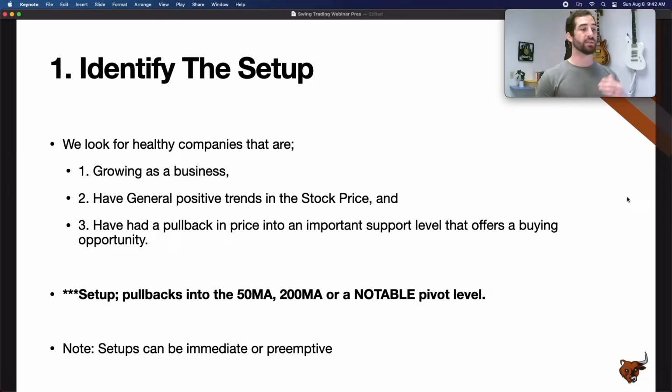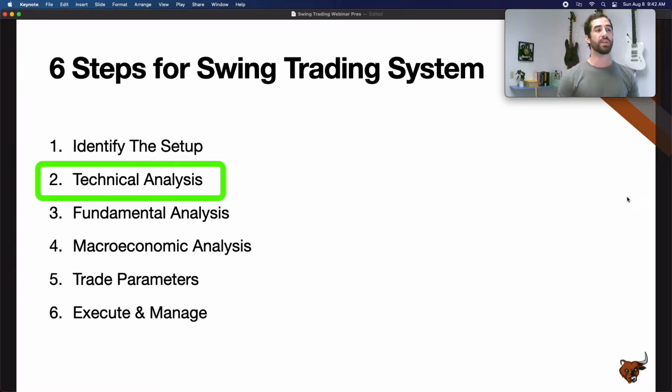And again, setups can be immediate or preemptive. So if you need to, use alerts and use buy limit orders so they get executed in the future at a lower price than you have at the moment. Okay, so that's it, guys.